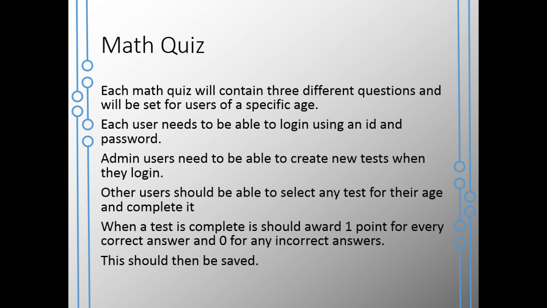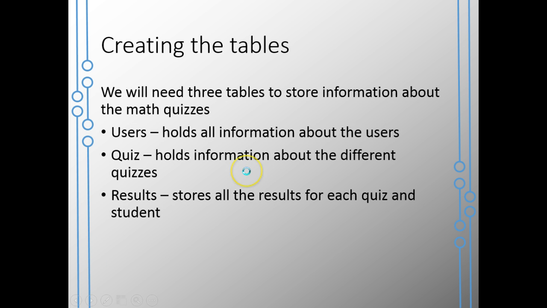Other people need to be able to log in, test, and only be able to see the tests that are appropriate for their age and complete those tests. And when a test is complete, it should award people points, tell them their answer, give them 1 point for a correct answer, 0 for any incorrect, and then total those up. So they're basically going to get a score between 0 and 3. It should also then be saved into the database.